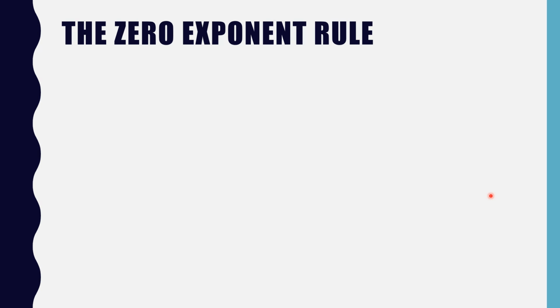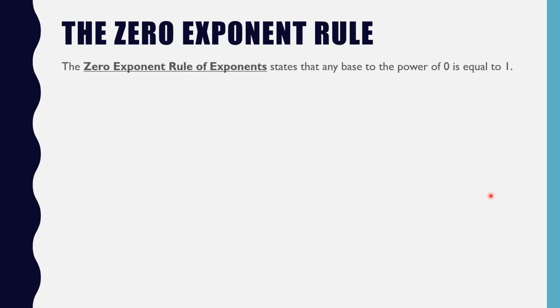All right, now let's talk about one other rule before we get to some more advanced problems, and this is called the zero exponent rule. And this is the easiest rule of exponents. All it states is that any base to the power of 0 is equal to 1. So for instance, if you have y to the 0 power, that is just 1. That's it. So that is one of the easiest rules.